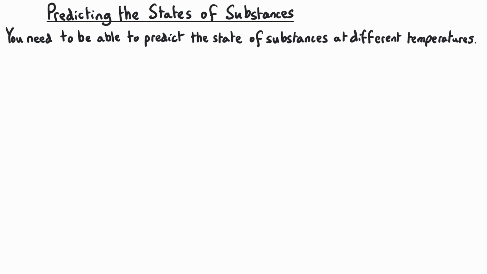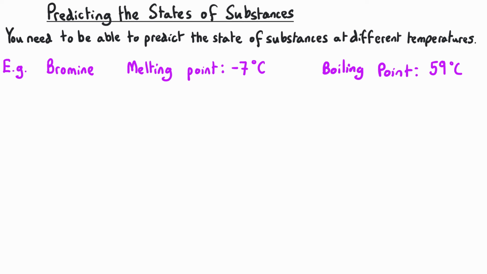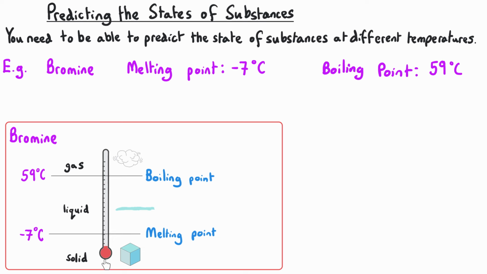You need to be able to predict the state of matter substances will exist in at different temperatures, and these might be substances that you know or ones that you've never even heard of. For instance, bromine with a melting point of -7 degrees C and a boiling point of 59 degrees C. Well, if we show a thermometer again with the melting point and the boiling point marked on the left-hand side, we know that below that melting point, bromine will be a solid. Above that melting point, it will be a liquid until we get above the boiling point, and then that will be a gas.